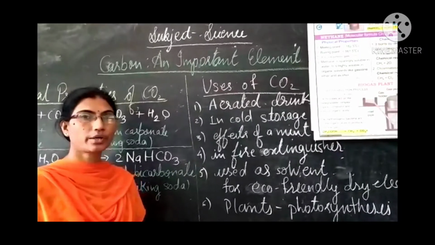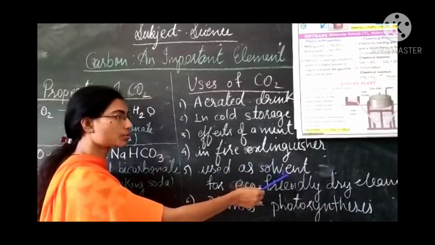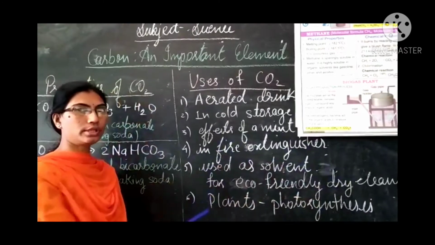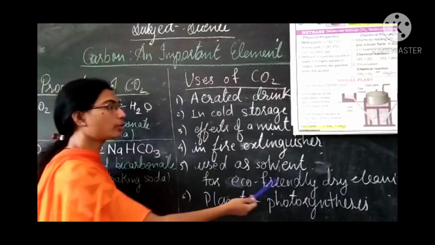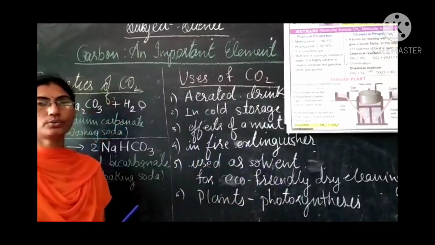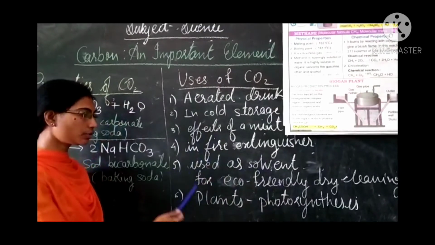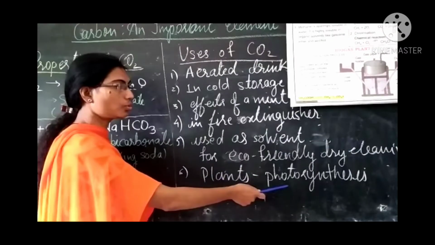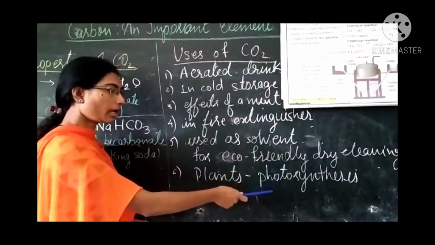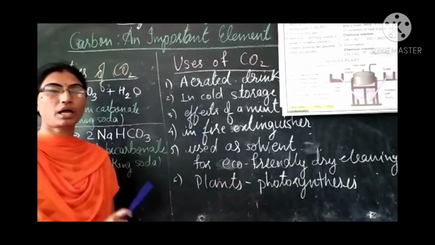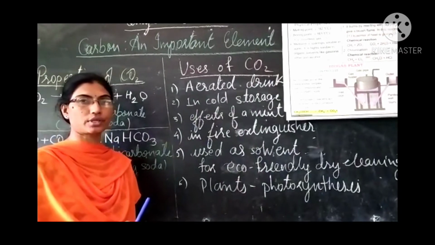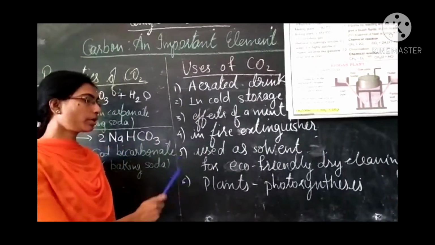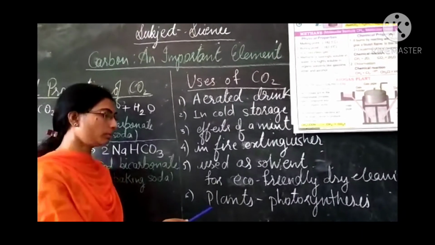Another use of carbon dioxide is as a solvent for dry cleaning. Nowadays, it is mostly used because it is eco-friendly. Another use of carbon dioxide is that it is used by plants. From lower classes, you know that plants do the photosynthesis process, and during that process, plants inhale carbon dioxide gas and release oxygen gas. So in this way, carbon dioxide gas is very important for plants.